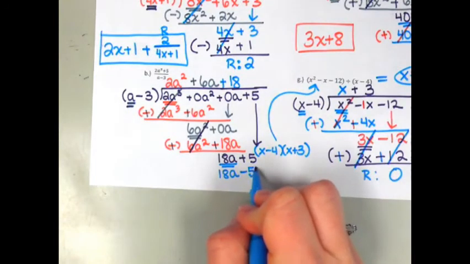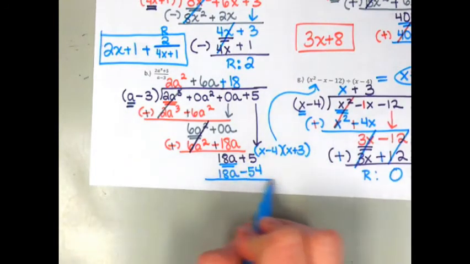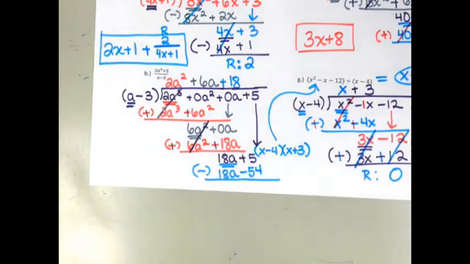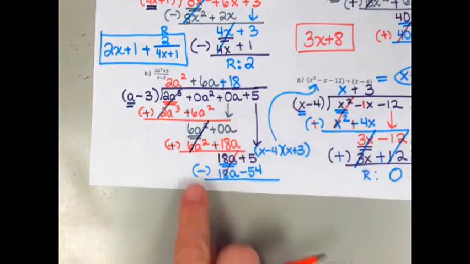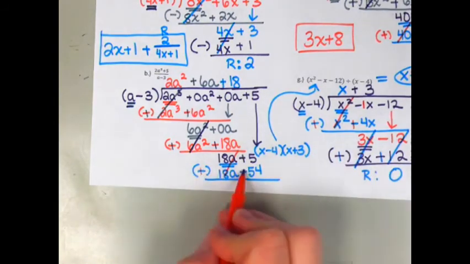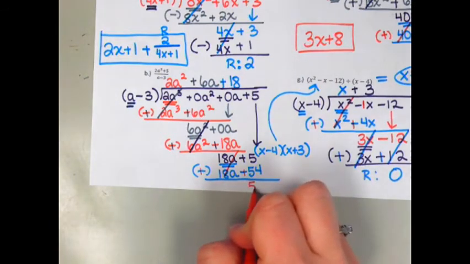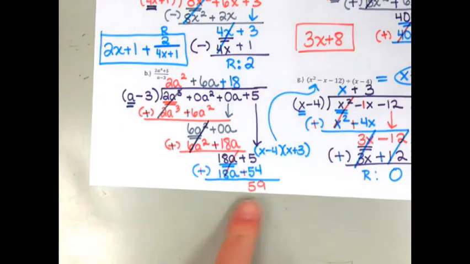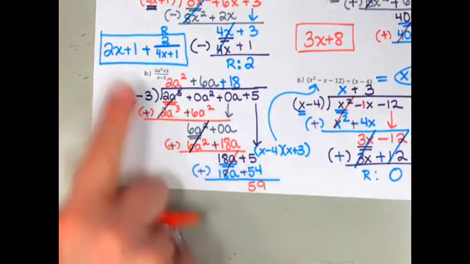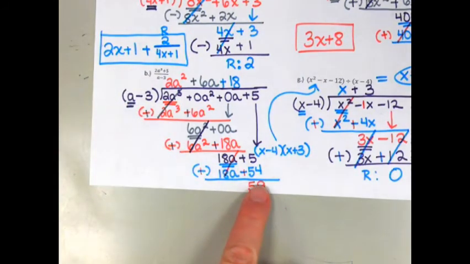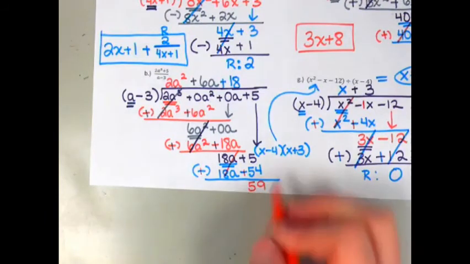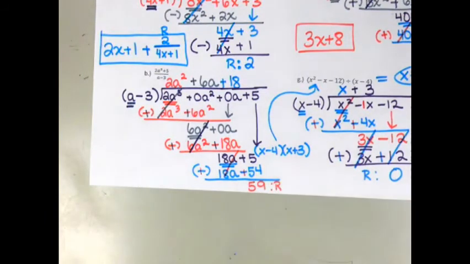Negative 54. Okay. And then we subtract, right? So what is 18a minus 18a, 0. A negative and a negative make a positive. And what's 5 plus 54? 59. Do we have to go any farther? No, because a times nothing gets me to 59, right? So 59 is known as my remainder.